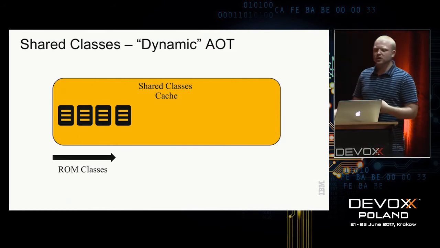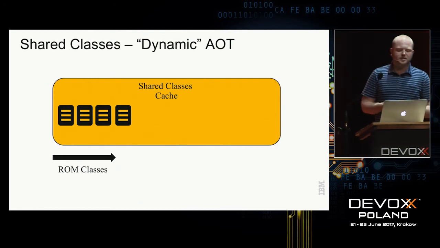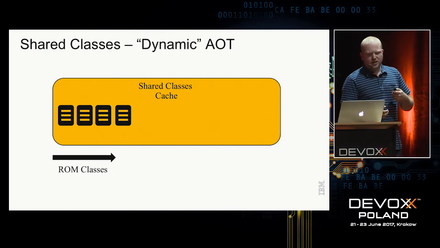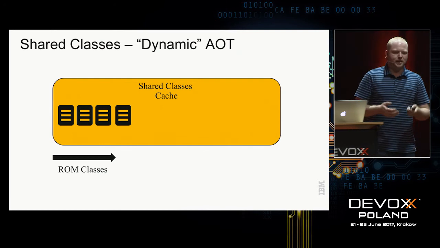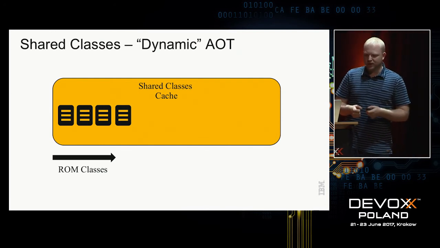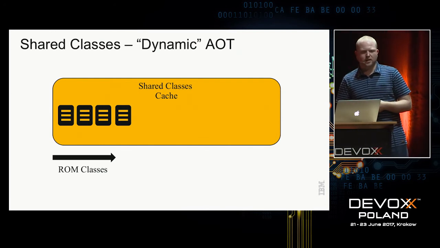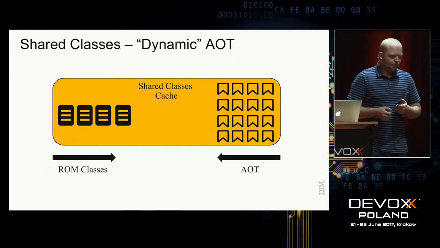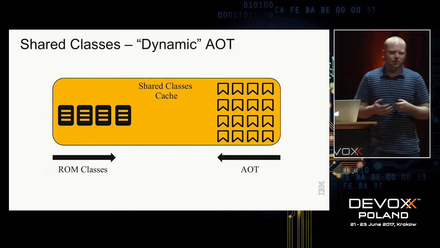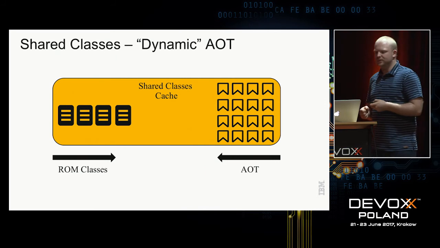So we started storing JIT code in the shared classes cache so that the next time the JVM starts up, it can spend less time compiling the code and more time running it. And this has a startup improvement of maybe 10 to 30%.